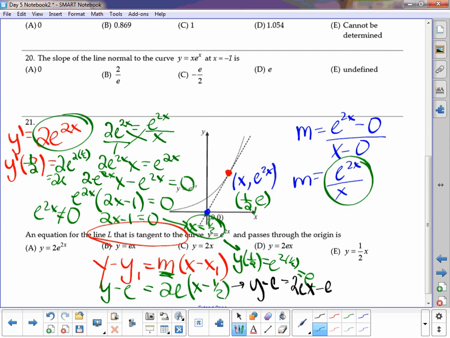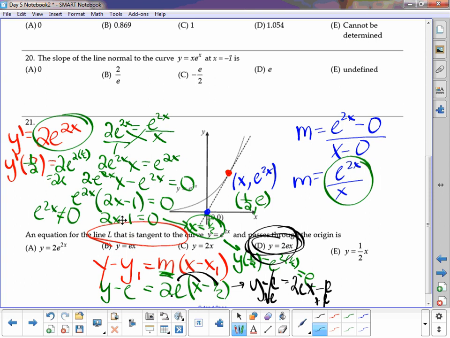Questions with that? So I have y minus e, and then here I'm just distributing, so 2e times x. Negative 1/2 times 2e would be negative e. Alright, so now if I go and add my e to both sides, those cancel, and I get just y equals 2ex. Questions on that?